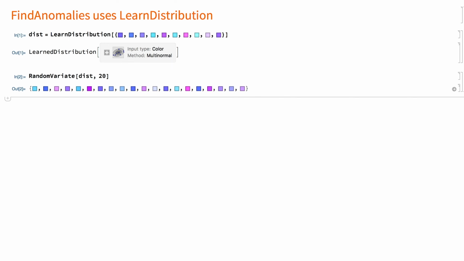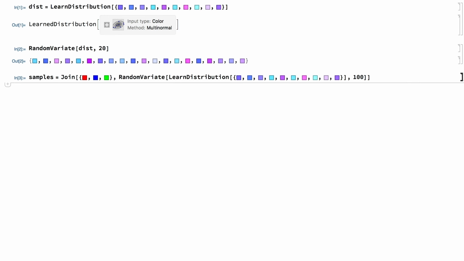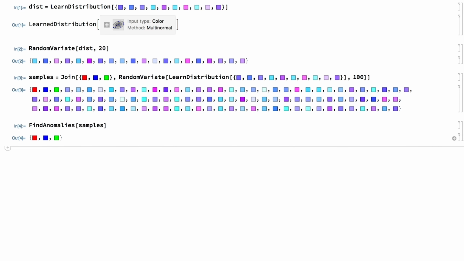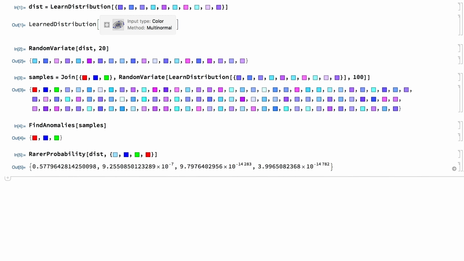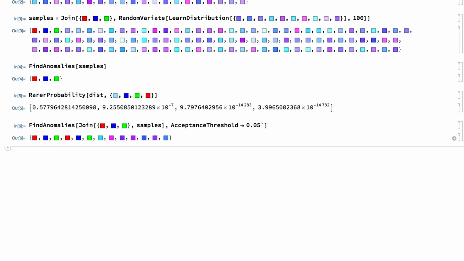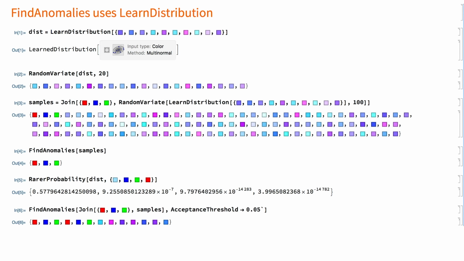LearnDistribution and FindAnomalies work with any type of data, not just numbers. Given the underlying distribution of the data, FindAnomalies finds the data points that are outliers in the sense that they should occur only with very low probability according to the learned distribution. RarerProbability computes the probability for a distribution to generate a sample with a lower PDF than the examples provided. The AcceptanceThreshold option can be used with FindAnomalies to specify the value of rarer probability that should be considered very small and therefore cause samples to be labeled as anomalies.